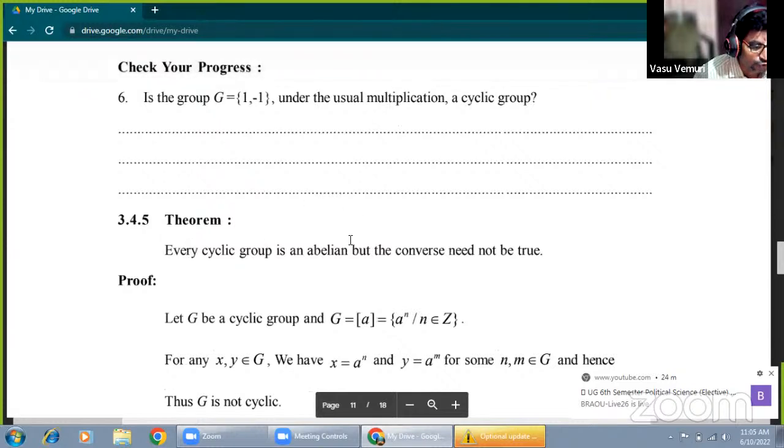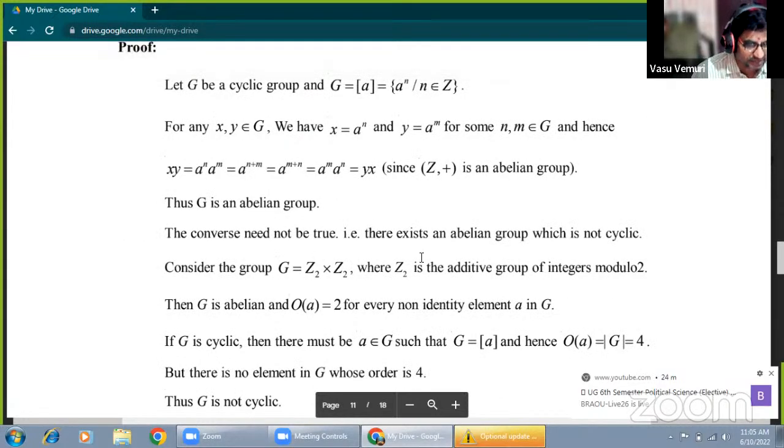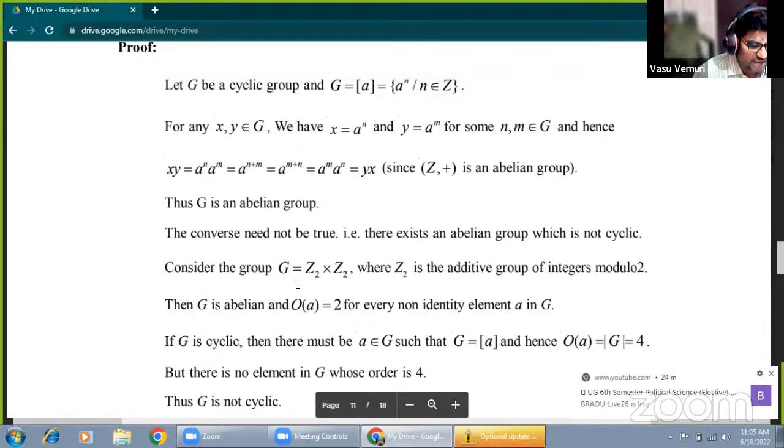Let G be a group. Then it must be abelian, but it is not cyclic. That is the converse. We must mention this converse of the statement: when the group is abelian, it need not be cyclic. What is the example? Here, in particular, Z2 cross Z2.